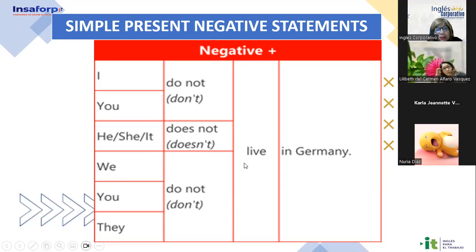We do not live in Germany. We don't live in Germany. You don't. Well, you do not live in Germany, you don't live in Germany. They do not live in Germany, they don't live in Germany. Okay, you say do not, don't, do not, don't.